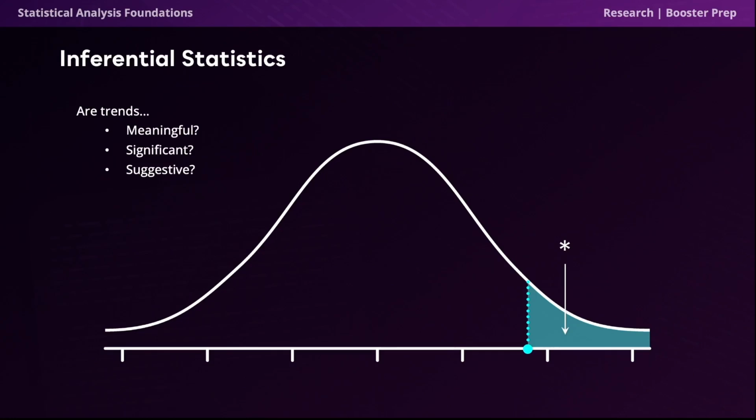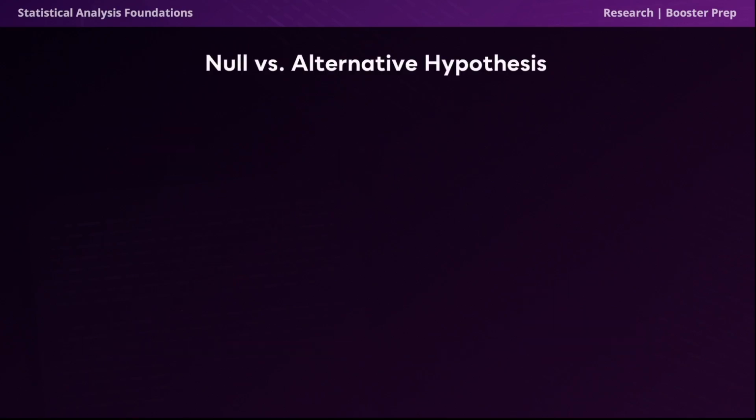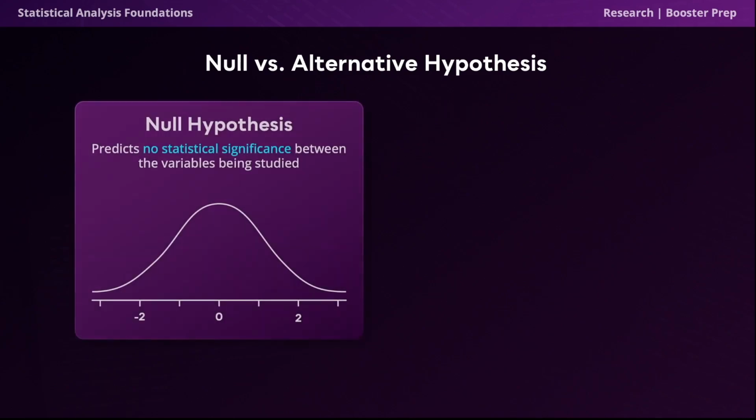So, with that being said, there are several approaches for statistical analysis, and the one you will choose will depend on what you want to know, what type of data you have, the method of data collection, and how much time and resources you have available. Now, the first step of any research process is to determine the null and alternative hypothesis. A null hypothesis predicts that there is no statistical significance between the variables being studied.